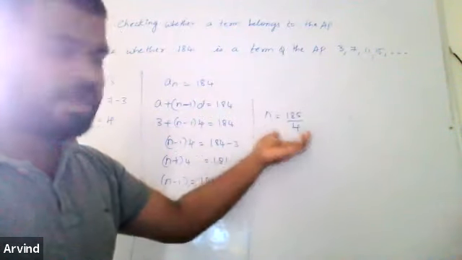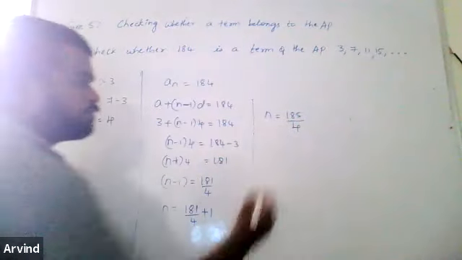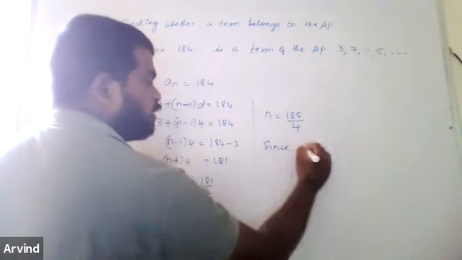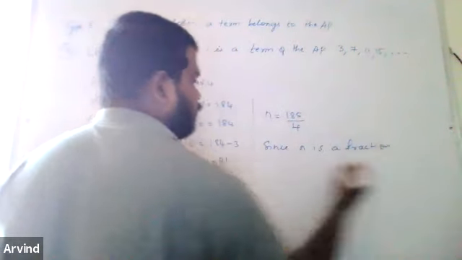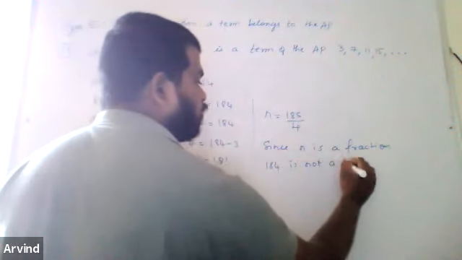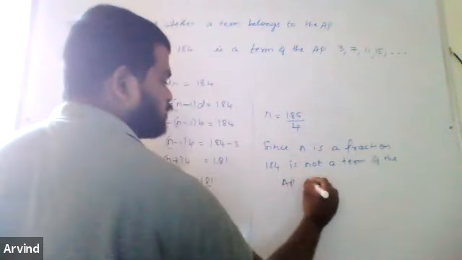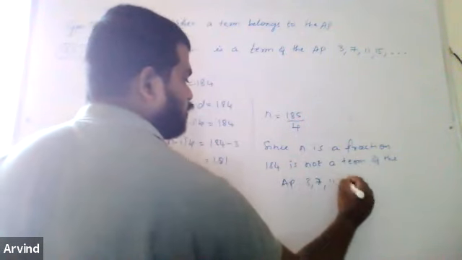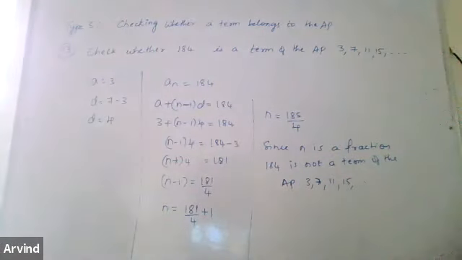So you are getting a fraction. Since you are getting a fraction, this term doesn't belong to the AP. Since n is a fraction, 184 is not a term of the AP 3, 7, 11, 15, and so on. Yeah, you can write that.